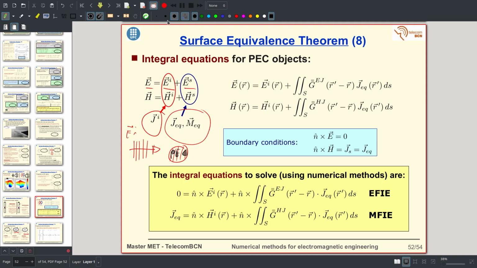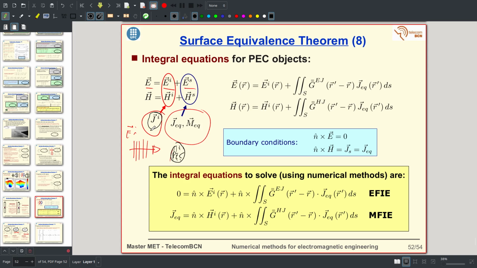Well, if we have a plane wave incident on a perfectly conducting object, okay? So this incident plane wave is the field created by the impressed currents, and then we don't care about what the impressed currents are. We just know that the incident field is a plane wave.